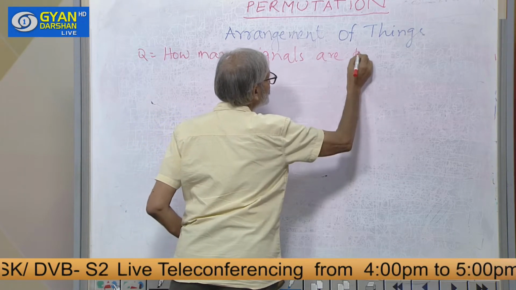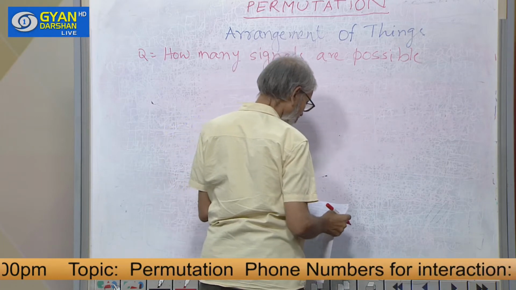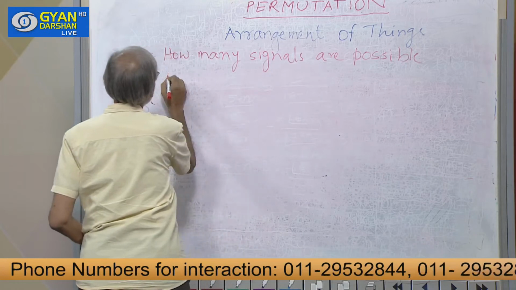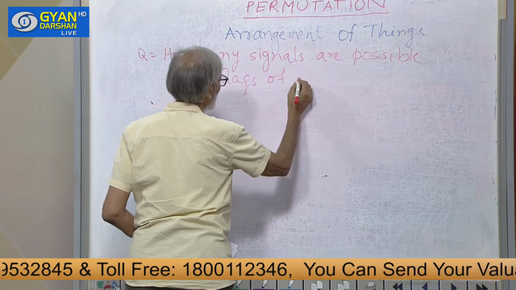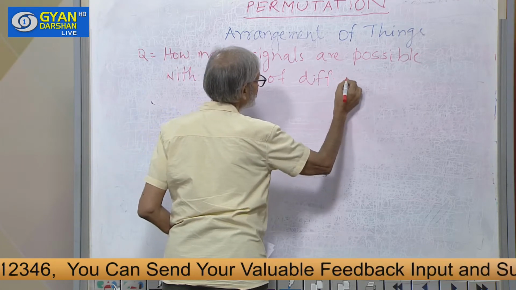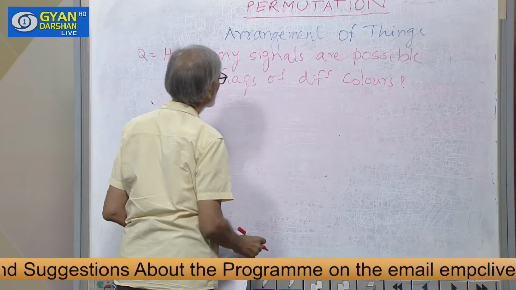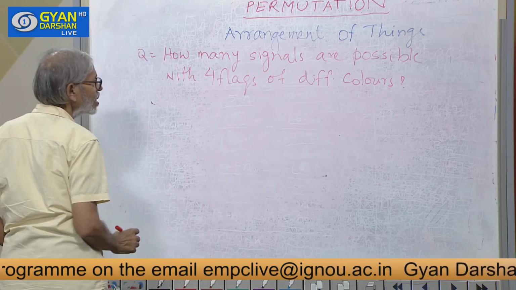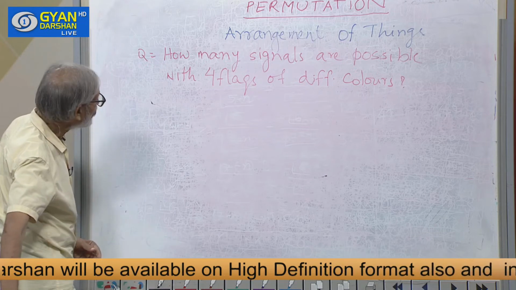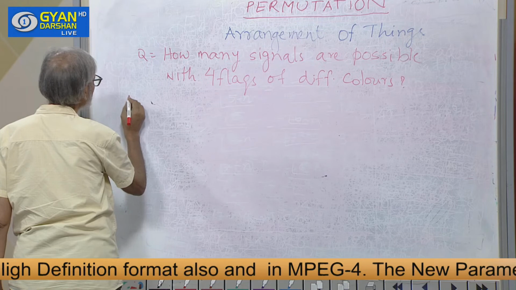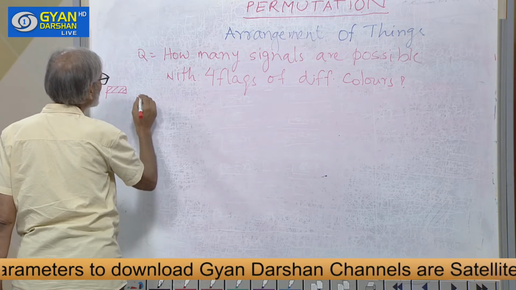Signals are possible with 4 flags of different colors. Now, very easily it can be solved. Suppose signals may be of one flag only. So, only one flag, so there are 4 colors.